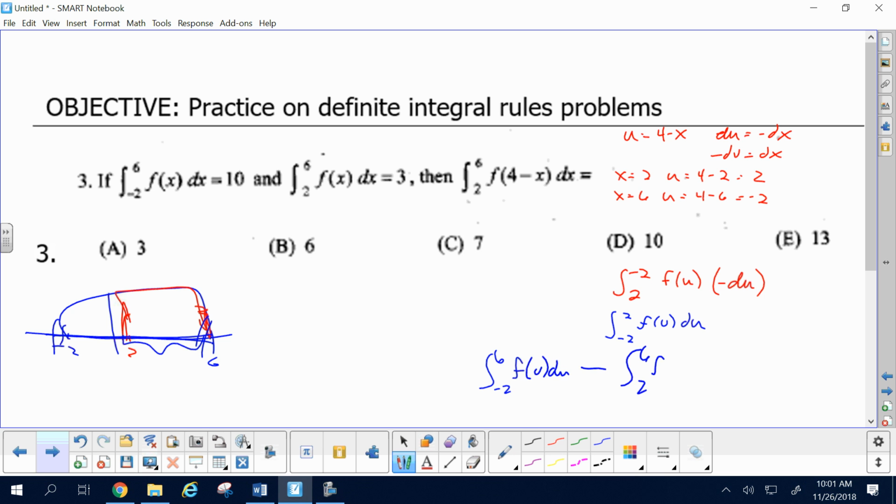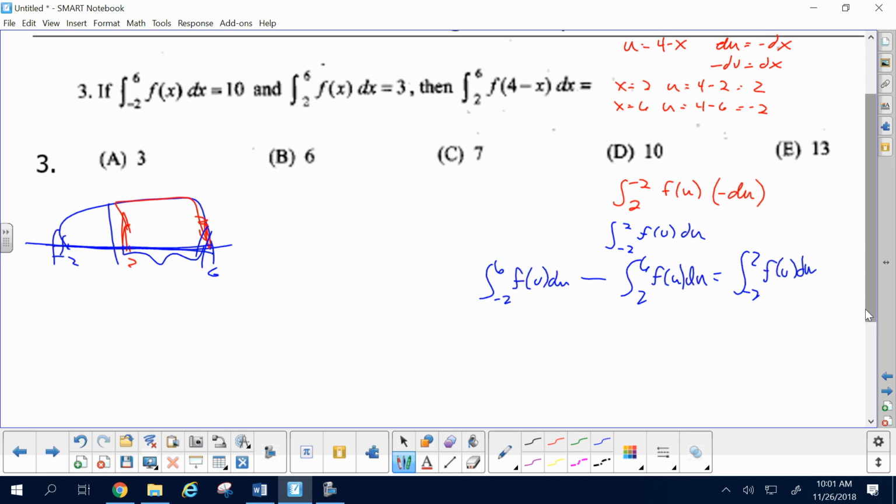And that would give me the part that I'm looking for. Negative 2 to 2. You follow? Now, what is negative 2 to 6? 10. And what's 2 to 6? 3. And so our answer is 7. All right. And that's how it would be done properly.